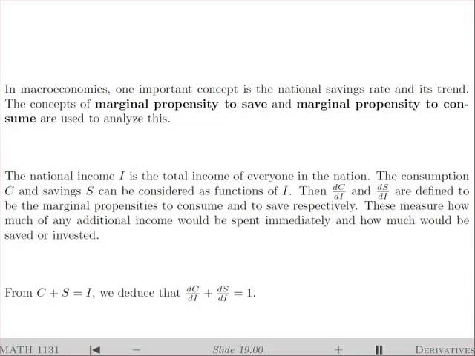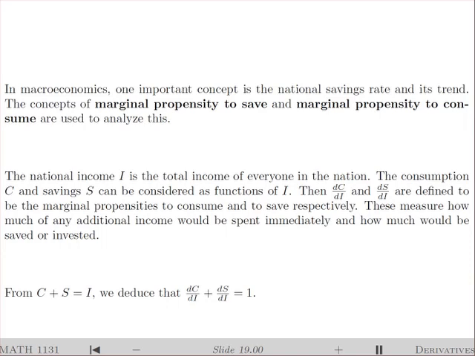Welcome. We are going to look at another concept from economics which can be expressed in terms of derivatives, that is a rate of change. This time it is from macroeconomics. If you have a nation or a region and you want to look at overall, when the income goes up, what fraction is saved and what fraction of the increased income is used for immediate expenses, that is used immediately.